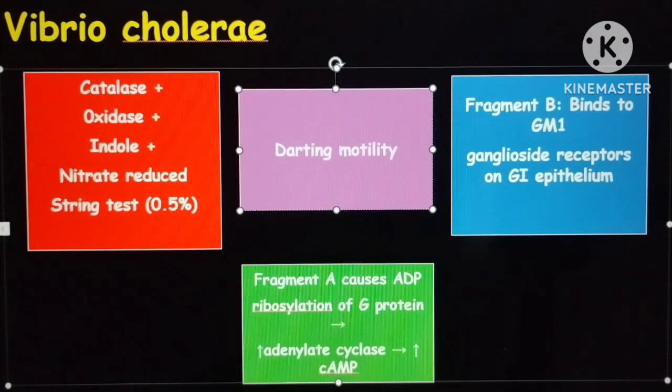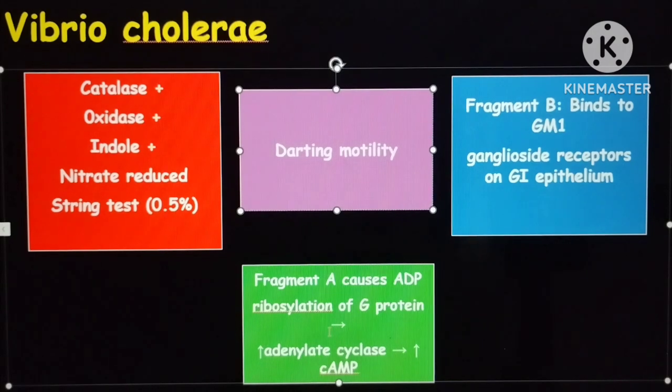So fragment B and fragment A. Fragment A causes ADP ribosylation of G protein. Just remember cAMP. It increases cAMP and causes rice watery diarrhea, whereas typhoid causes pea soup diarrhea. Okay. So fragment B binds to the ganglioside receptors of the GI epithelium and causes secretory diarrhea.